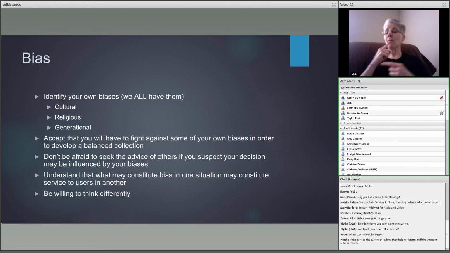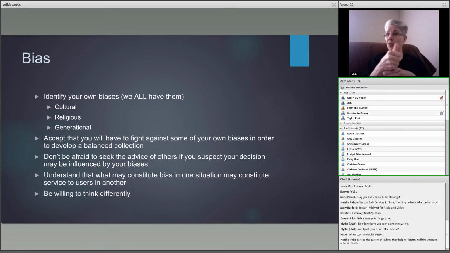I would say don't be afraid to seek the advice of others if you suspect that your decisions may be influenced by your biases. If I have something I think, well, maybe this is just something I want to read, I might go to one of my colleagues who has a different point of view and say, is this something that other people at this institution might be interested in, might be able to use as well, or is it just me?